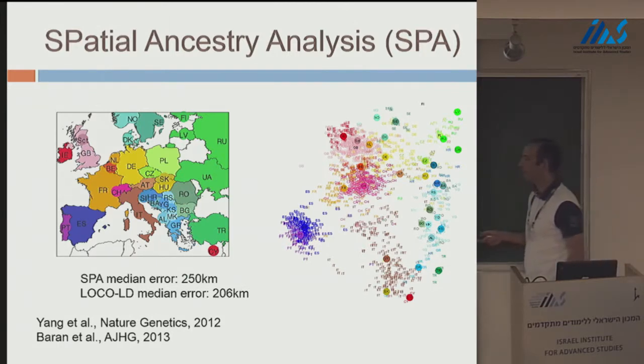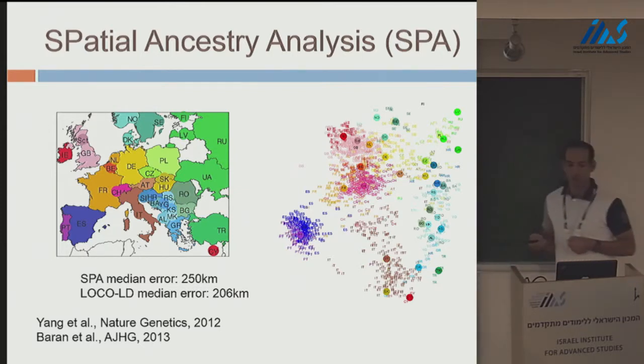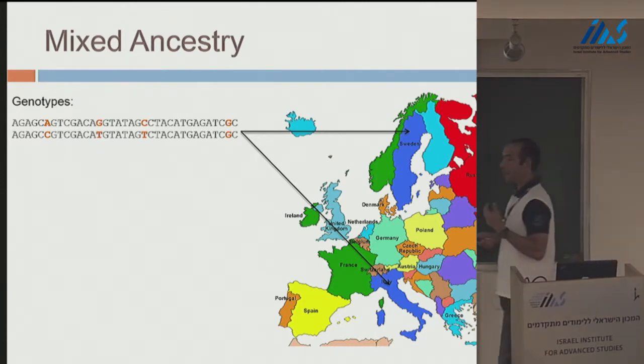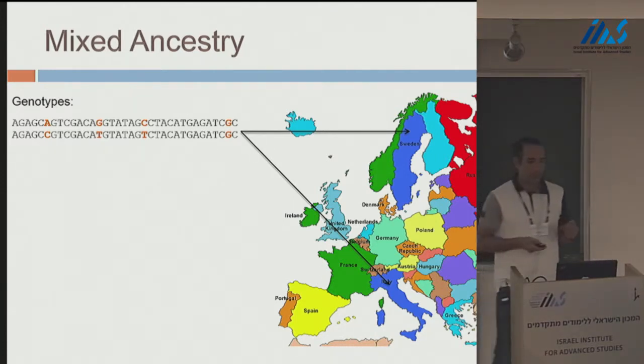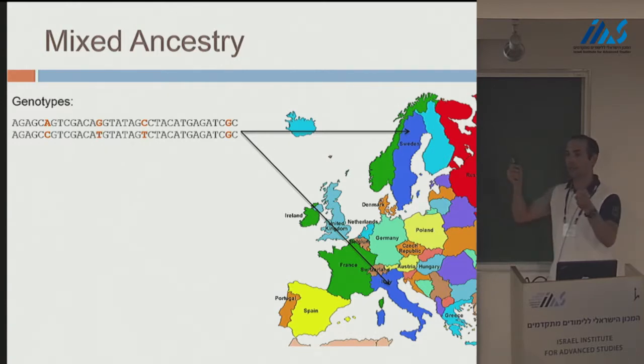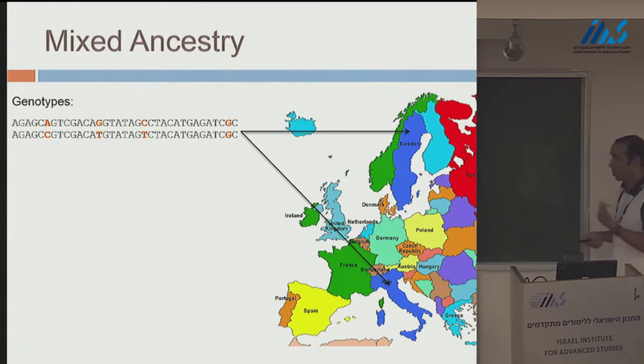We get to about 250 kilometers median error. And we have an even newer method that gets to about 200 kilometers, where we actually use the fact that SNPs are correlated to each other if they're close to each other. So going back to mixed ancestry, when we published that method, we also gave results about what happens when you have one person whose mother comes from one place and the father comes from another place.